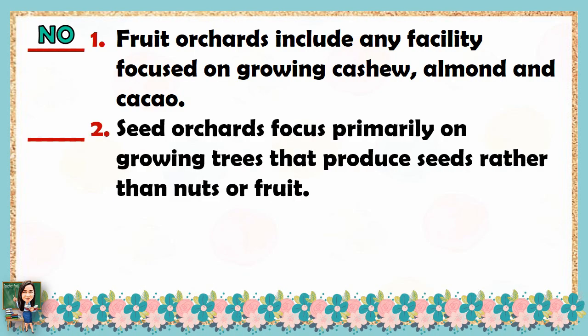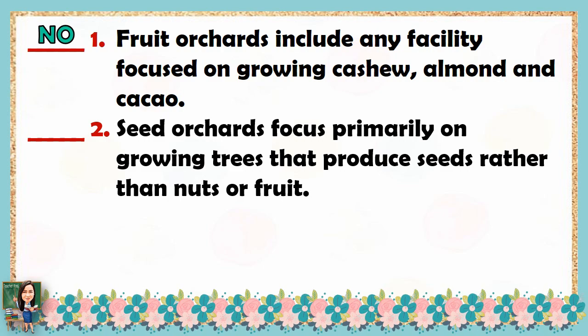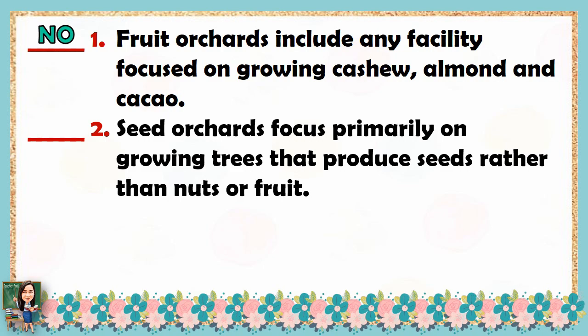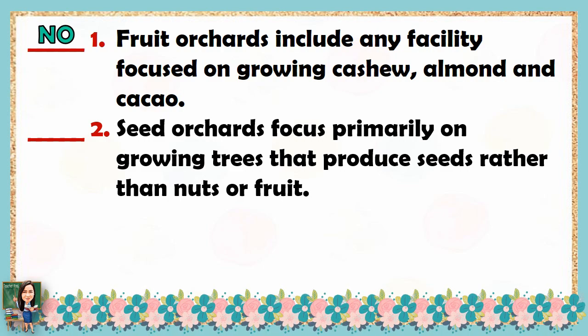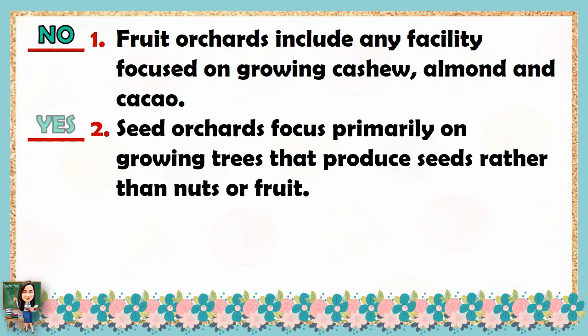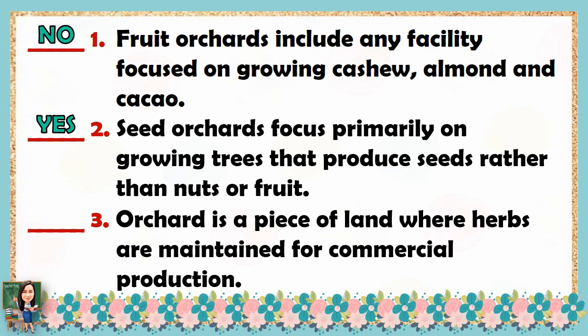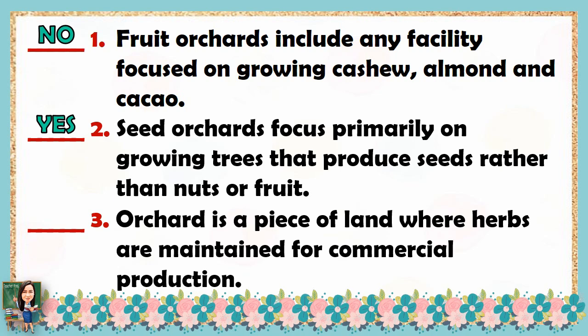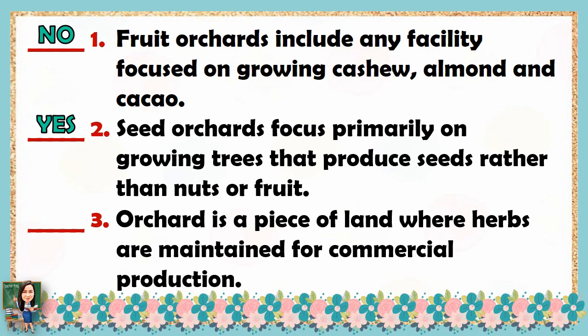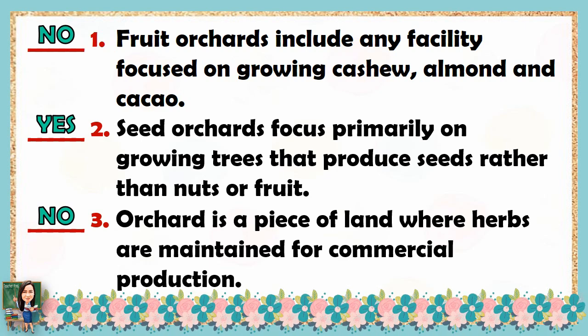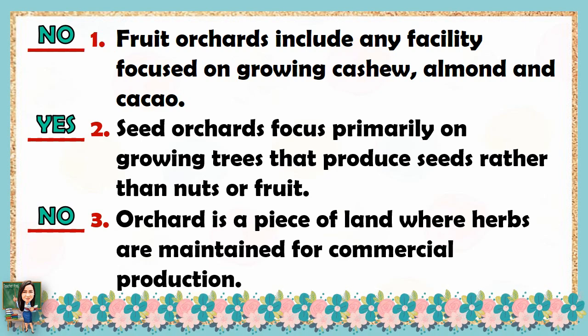Number 2. Seed orchards focus primarily on growing trees that produce seeds rather than nuts or fruits. Is it yes or no? Very good. The correct answer is yes. Number 3. Orchard is a piece of land where herbs are maintained for commercial production. Is it yes or no? Very good. The correct answer is no. Because orchard is a piece of land where fruit trees and nut trees are maintained for commercial production.